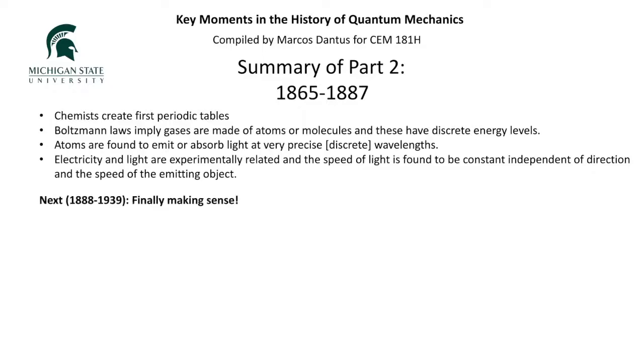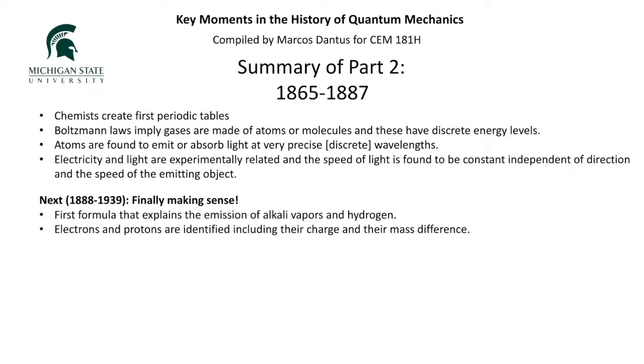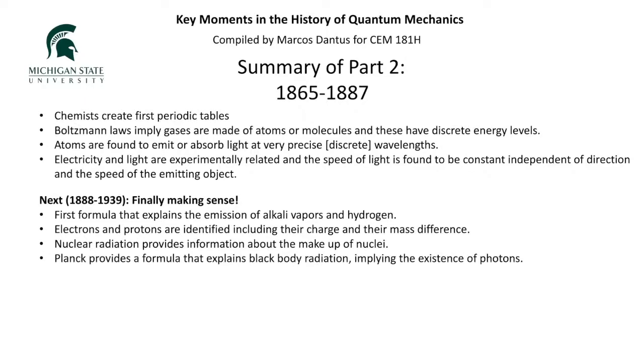In the next part, everything finally makes sense. The first formula that explains the emission of alkali vapors and hydrogen emission lines. We'll see electrons and protons are finally identified, including their charge and their mass difference. That nuclear radiation provides information about the makeup of the nuclei. Planck provides a formula that explains blackbody radiation and implies the existence of photons. Einstein uses the concept of photons to explain the photoelectric effect.